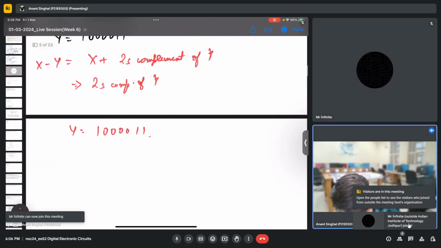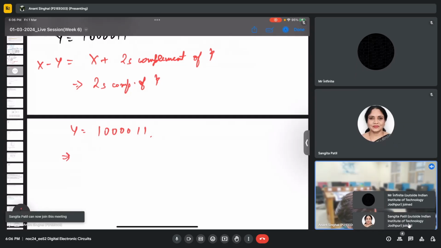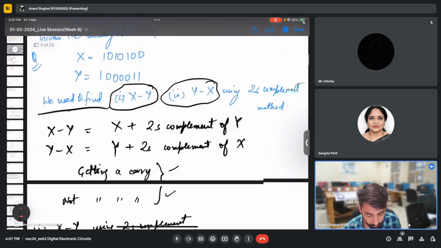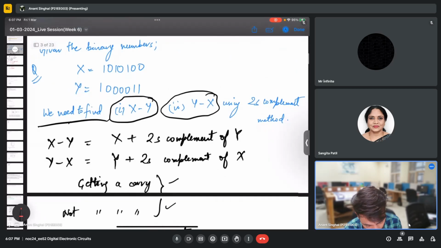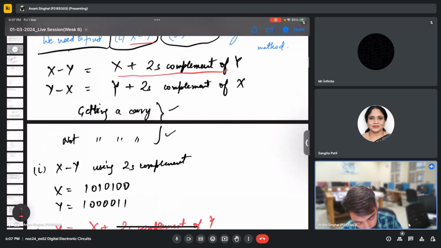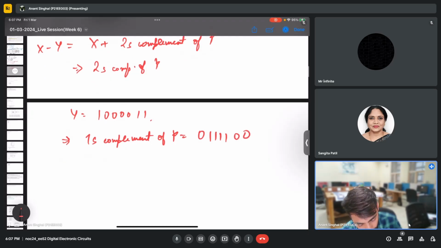To start, we need the 1's complement first. So here is the 1's complement of that number. For those who have just joined, I am repeating the last week's last question, which was given as a homework problem, x minus y and y minus x. I'm doing the first part, x minus y, which is x plus 2's complement of y. For that I need to compute the 1's complement of y, which will be 0, four times 1, 0, 0. If you have done the question last week and have the answer, you can type it in the chat box.